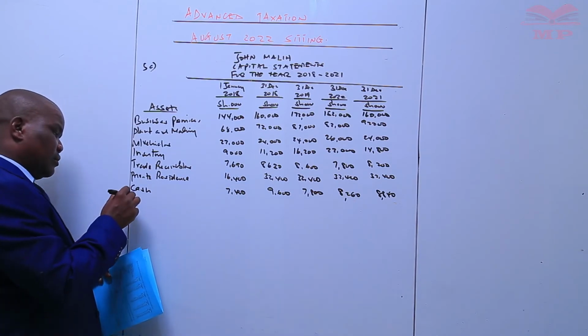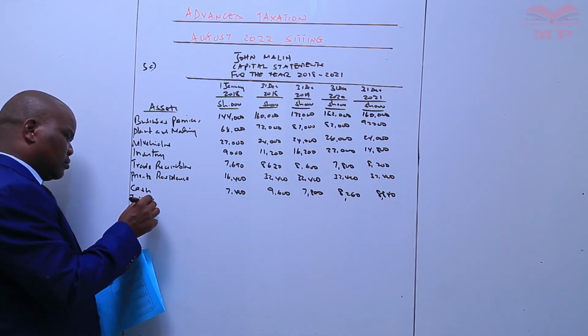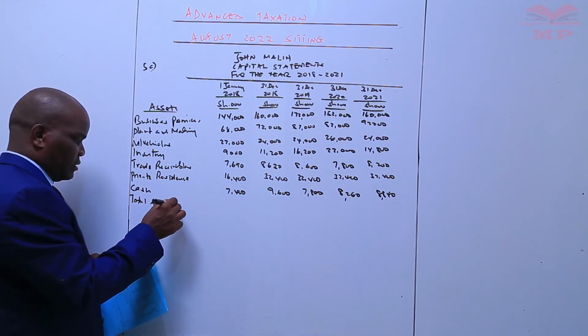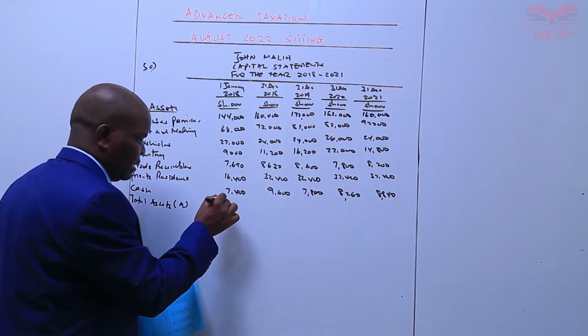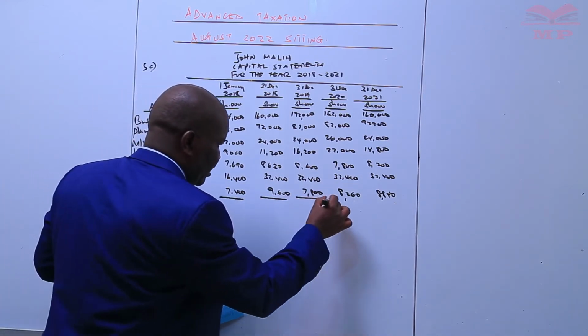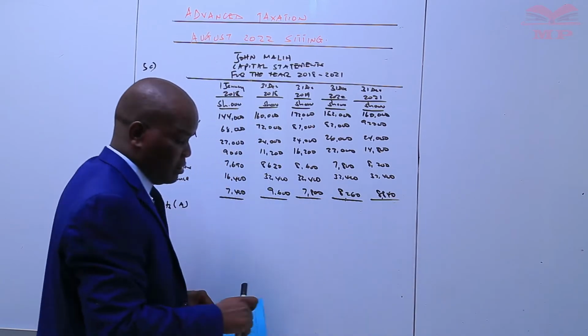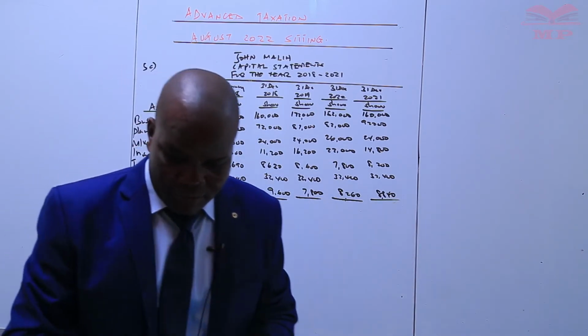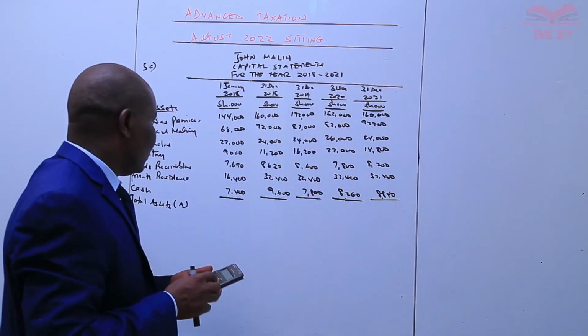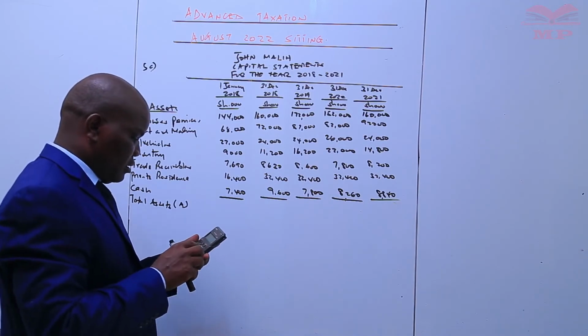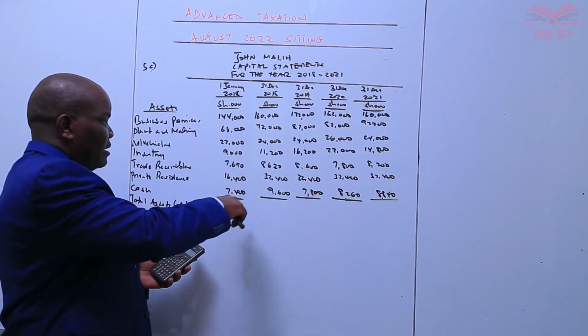So what we do is to get total assets. For illustration purposes, we can mark it A. In exam, you may not have to mark it because you'll be sure of what you are doing. Here, I'm marking it because I want us to understand each step at a time. So we get the sum of each column.